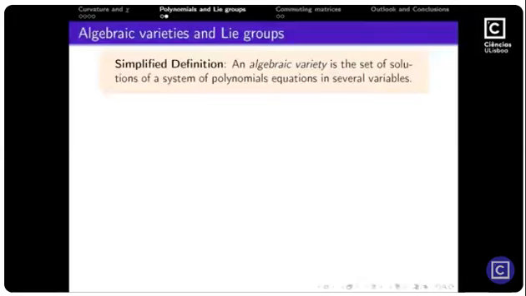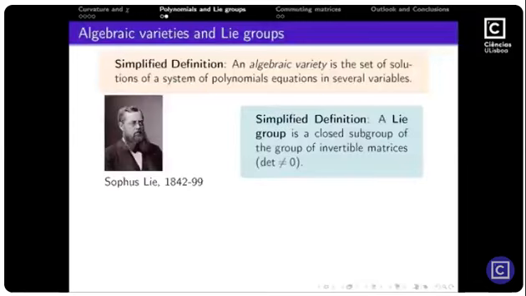So more generally, one can define the Euler characteristic for any space of any dimension, and in particular for these spaces called algebraic varieties, which are just the set of solutions of a system of polynomial equations in many variables, a finite number of them. Okay. And I also want to give this definition, which is of a Lie group. A Lie group is a very important concept because it quantifies the notion of symmetry.